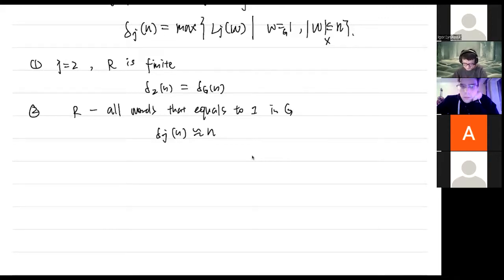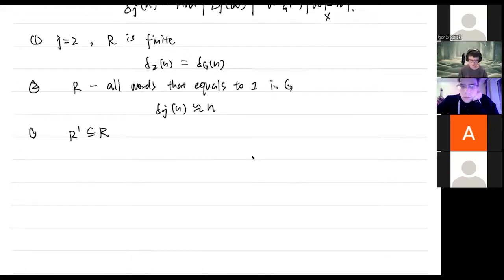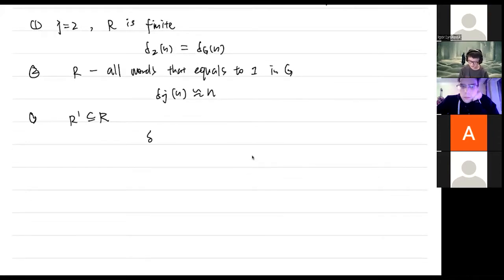So if you choose R to be all words equal to 1, this notion does not tell you anything. The third observation is, okay, if we have a subset R prime of another set of relators R, of course, we have to require them to generate the same group, so its normal closure should be the same. Then the Dehn function with respect to R is definitely bounded above by the Dehn function with respect to R prime, of N.